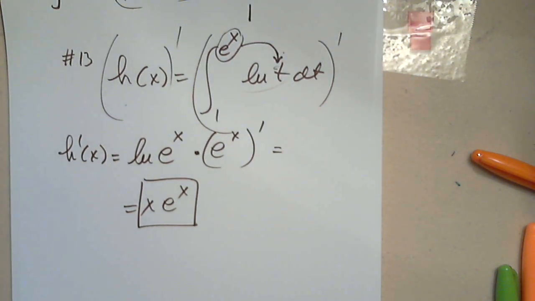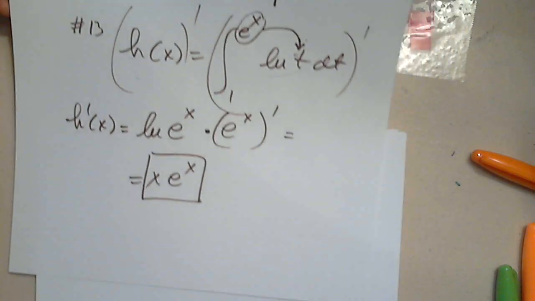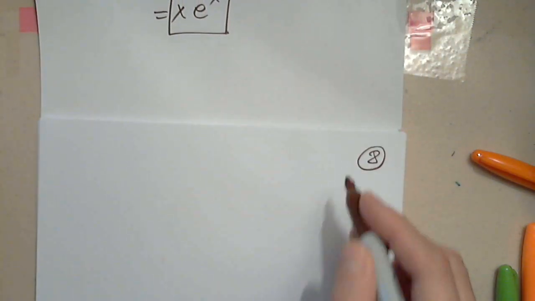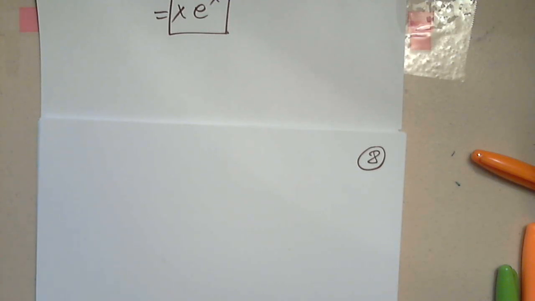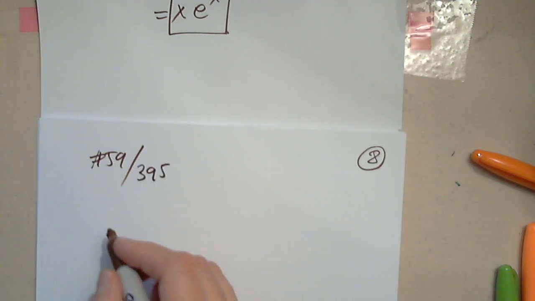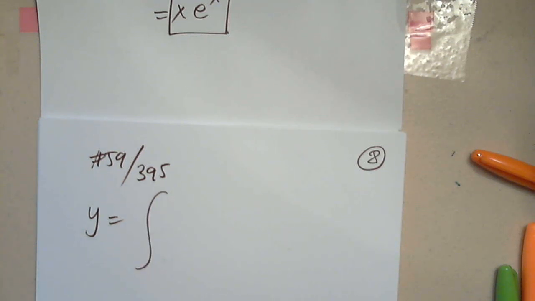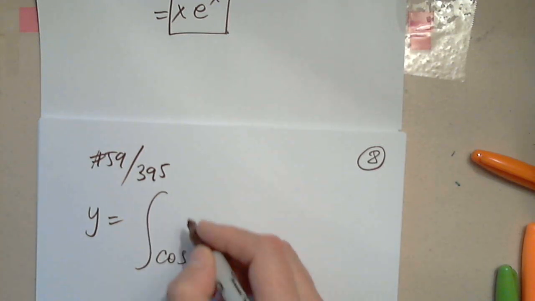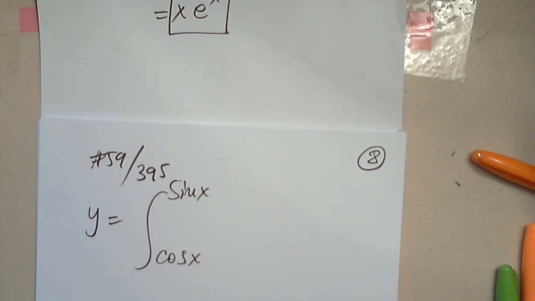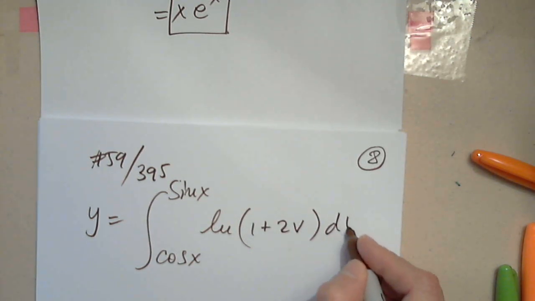Now what happens when the upper limit and the lower limit are functions is the following. So let's look at 59, and this is on page 395. And we have y equals the integral from cosine to sine, and this is natural log. I didn't want to choose a problem that I did last night, but it just happened. I'll try to avoid that, so I can show you as many examples as possible.